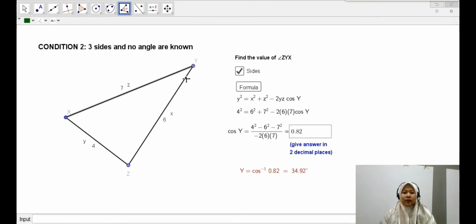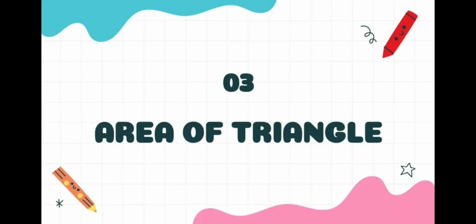Alright, so the computer generates for us the answer 34.77. Since the computer has rounded off all the answers to the hundredth, it is possible for us to get a bit different from the computer generated answer. Okay, so that is all for cosine rule. Thank you.